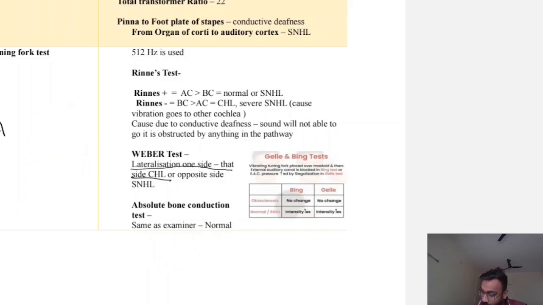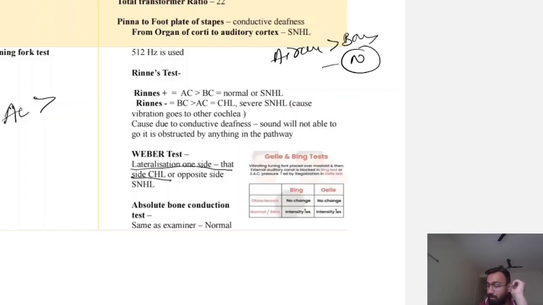In case of Rinne's test, let's assume you have a vibrating tuning fork, you put it on the mastoid, then you put it in front of the ear. You will find that air conduction is better than bone conduction. Always, after the vibration dampens on the mastoid and you put it in front of the ear, you will still hear the vibration. So it means air conduction is better than bone conduction. It is normal in a normal patient.